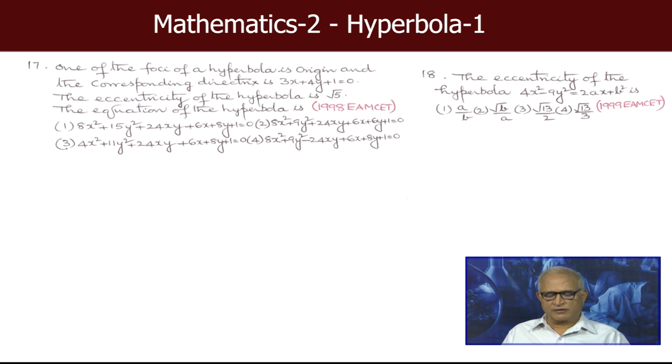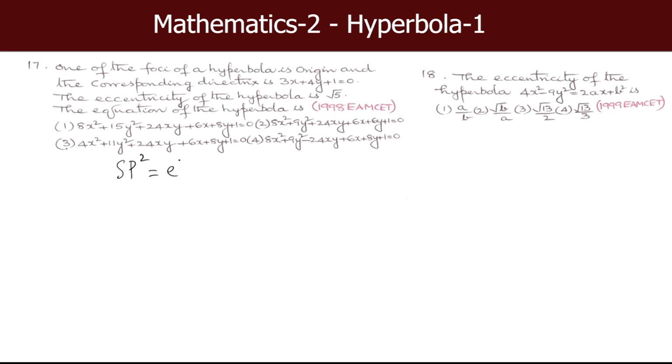√5 ఇచ్చారు, ఈక్వేషన్ ఆఫ్ హైపర్బోలా అంతా ఫీడ్ చేసేసారు ఎంసెట్ పేపర్ ఆఫ్ 98. P equal to xy, then e square times PM square, 5 times PM square, if and only if SP square, S is focus origin, so x square plus y square, P is xy, P is a point on the locus.